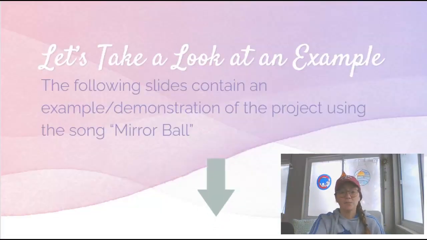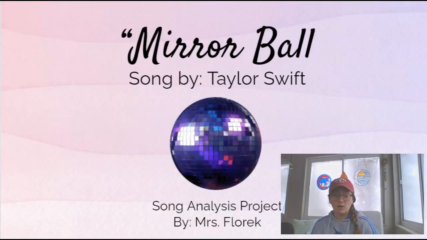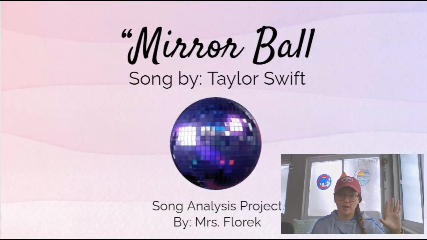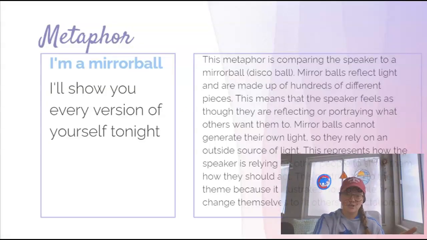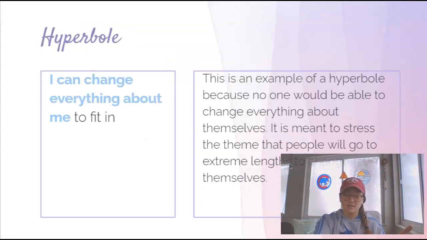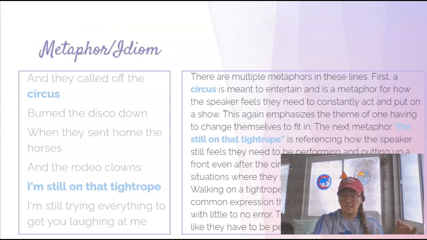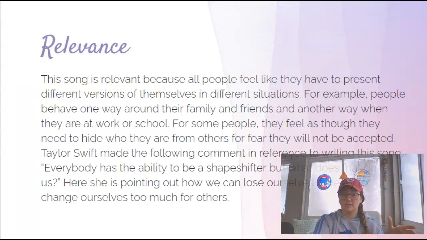All right, now on this presentation, there's an example. So what I've done is I've put together an example with the song Mirror Ball by Taylor Swift, and it'll walk through and show you what you need to do on each slide. So this is what I was talking about. It'll explain how to insert and embed your video directly onto your page. You're going to have your theme slide, and then you're going to have 3 slides. Each of those slides is going to talk about a different piece of figurative language that's found in the song. And then the relevance is where you explain why it's relevant, why it's important, why is this a good message for us to think about, to listen to a song that covers that message. So that's the basic setup of the project.